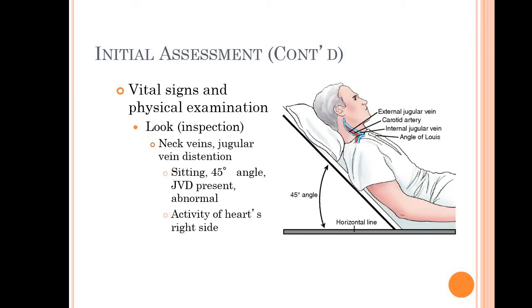Now, as far as JVD goes, to actually see it, you've got to make sure that these people are sitting up at least 45 degrees and that they actually have the JVD there. So you have to look and make a mental note to always look on these people that have chest pain or it could be cardiac, because it is a sign of the activity of the right side of your heart.